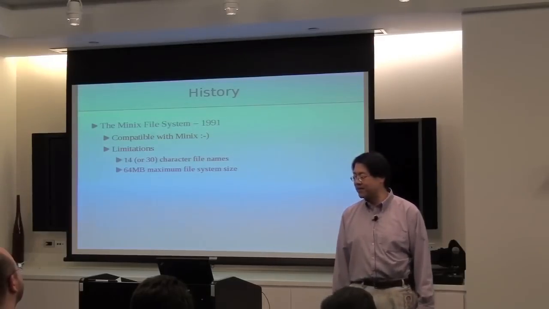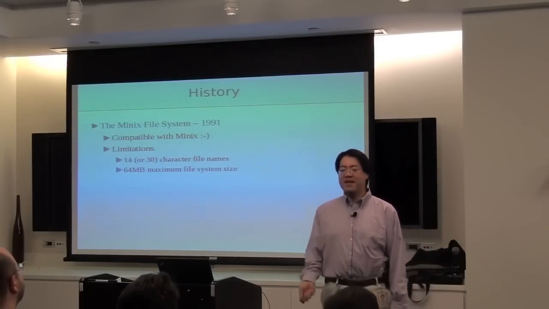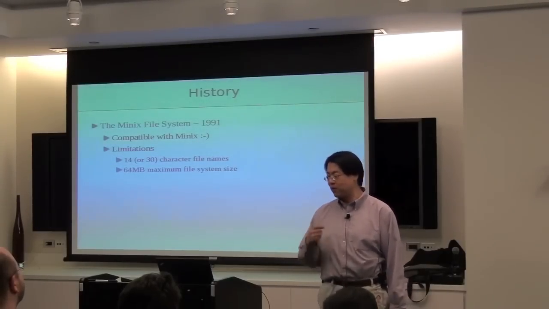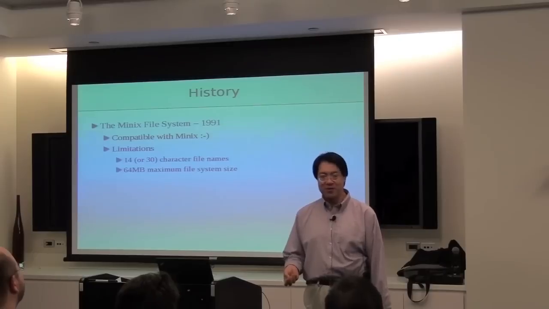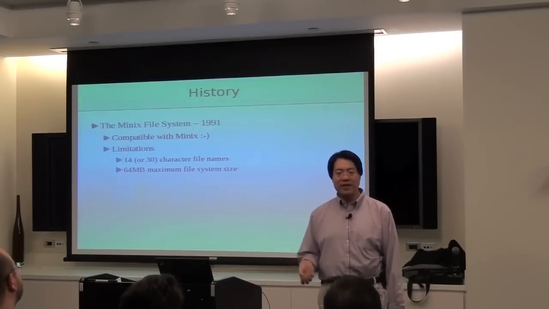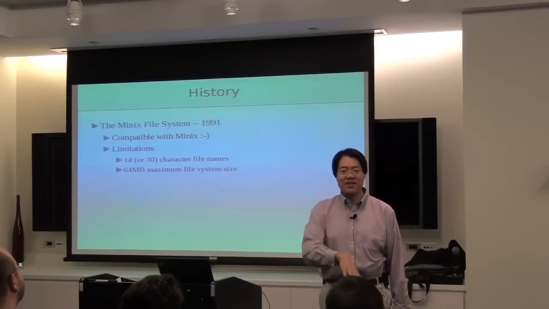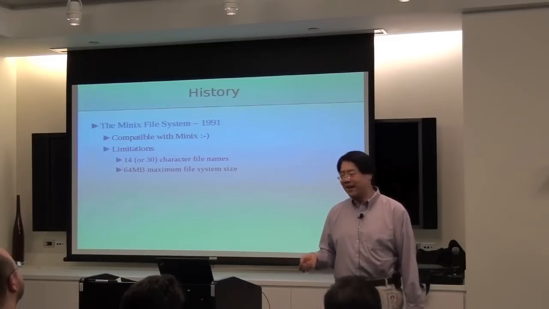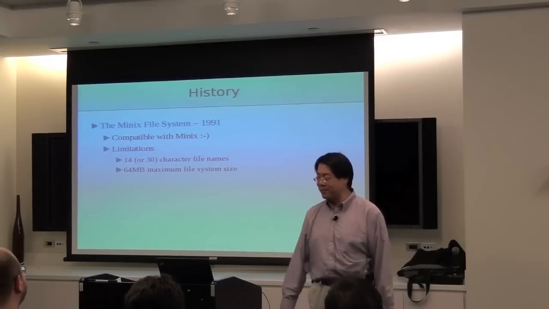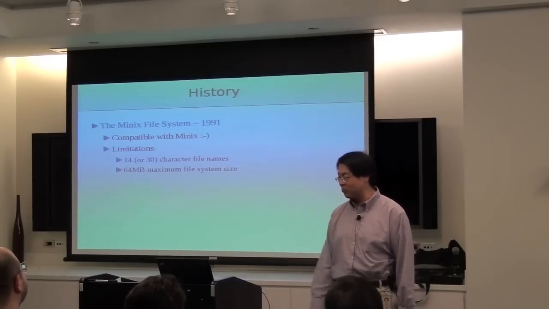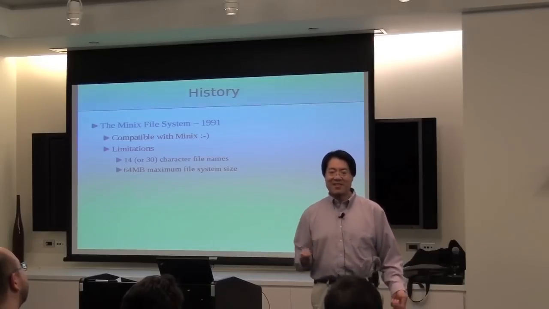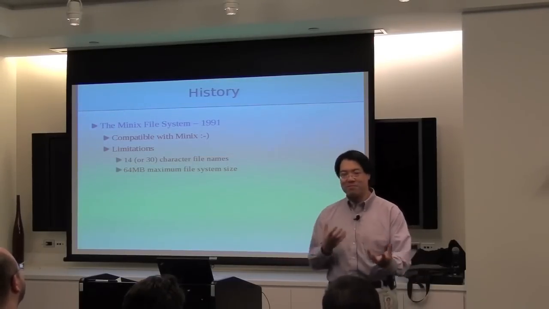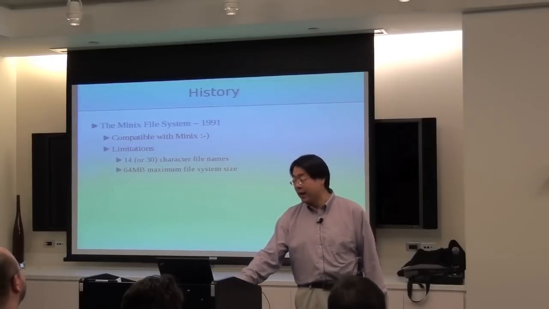Unfortunately, it had a couple of tiny limitations. Depending on how you formatted the file system, it had a hard limit of either 14 or 32 characters, because directory entries were either a fixed length, 16 bytes or 32 bytes, with 2 bytes for the inode number. And we were limited to 64 megabytes as the maximum file size. That's okay, hard drives didn't get that big back then. But these were constraints that were kind of annoying.